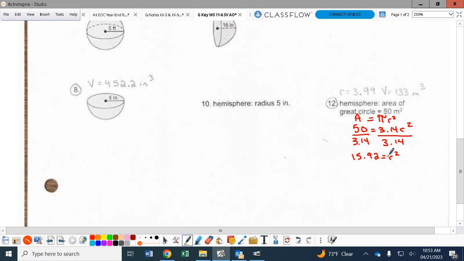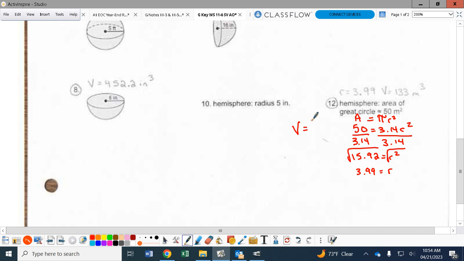Okay. We're going to take the square root of both sides, and we're going to end up at our answer. Take the square root of that. Tell me what you get when you take the square root. 3.99. And then what is the formula for the volume of a hemisphere? What was it? No, that's surface area. Is that what you did?